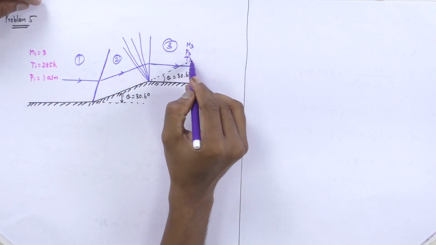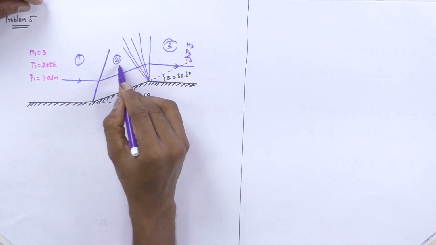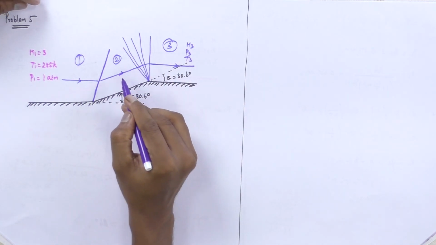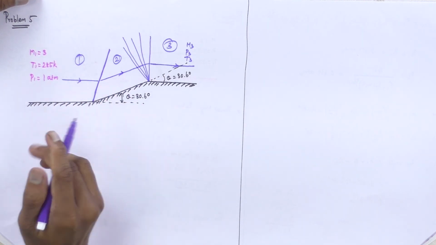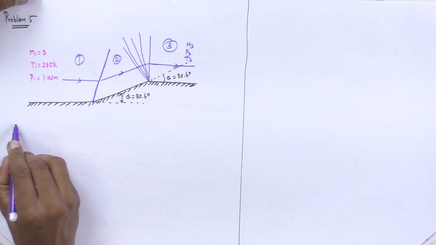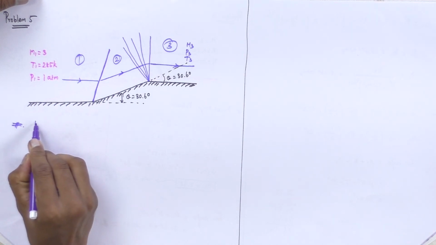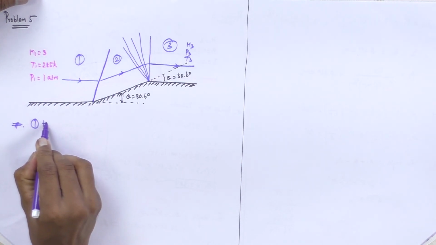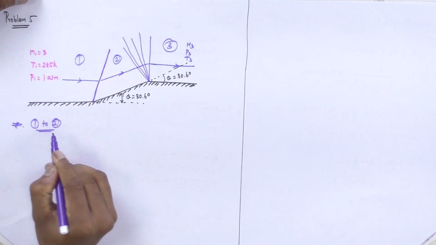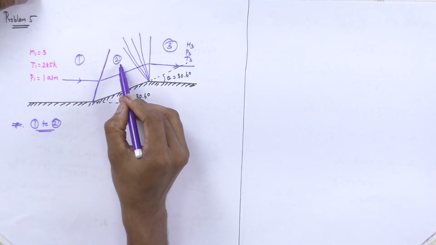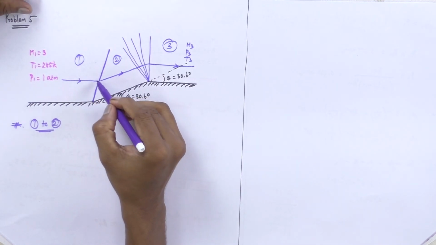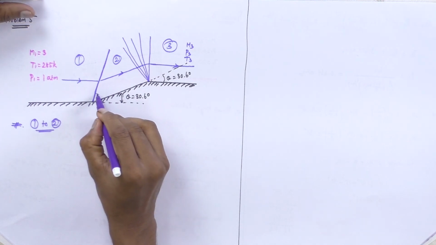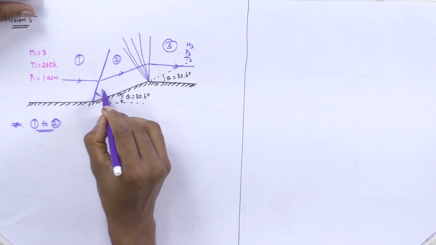To calculate these values, first we need to know region 2 properties. Now let us solve the flow from region 1 to region 2 first. So let us consider the flow from region 1 to region 2. To find out the region 2 properties, first we need to calculate the normal components. To calculate those normal component values, we need the shock wave angle beta.